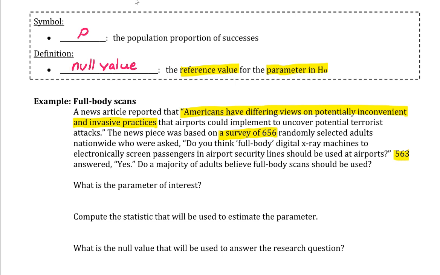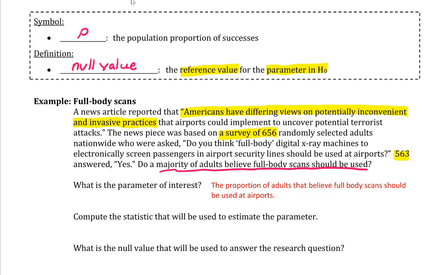First, let's identify the parameter of interest. We're being asked if we believe a majority of adults think full-body scans should be used. So the parameter of interest is going to be the proportion of adults that believe full-body scans should be used at airports. Recall, be explicit when defining your parameter of interest.